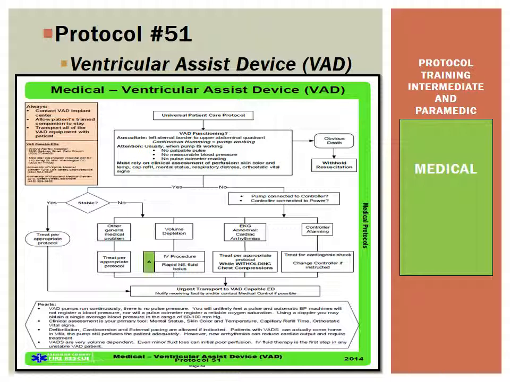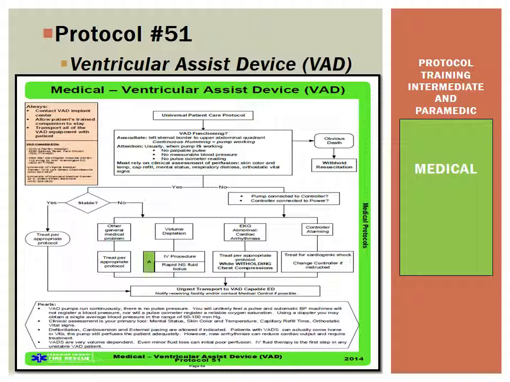Okay, Protocol 51 is our ventricular assist device protocol, and this can be a left ventricular assist device or a right ventricular assist device. When we're doing an assessment on a patient with a VAD, we need to auscultate at the left sternal border to the upper abdominal quadrant. If we hear a continuous humming, then this means that the VAD is working properly.